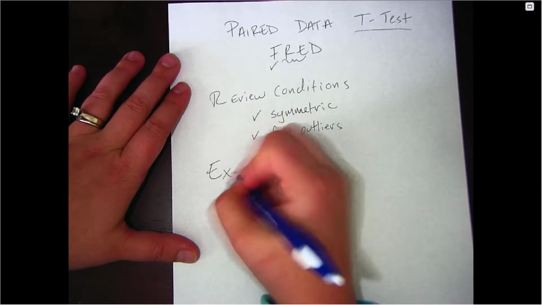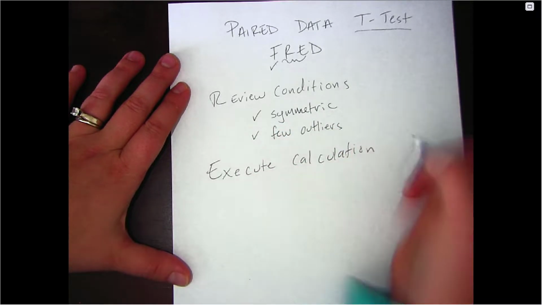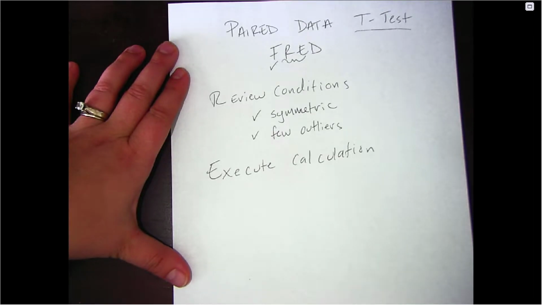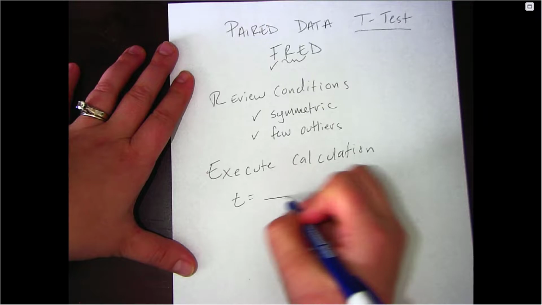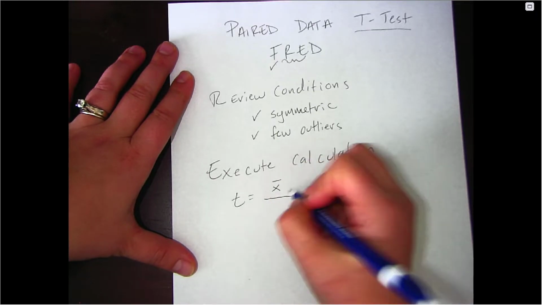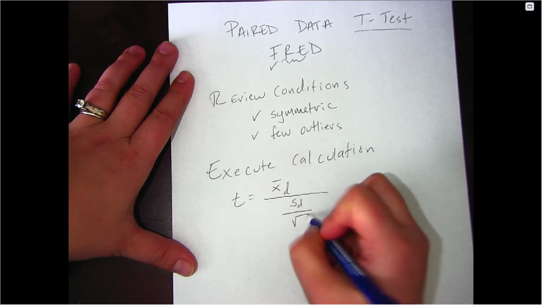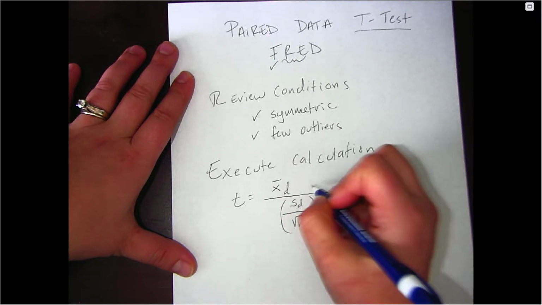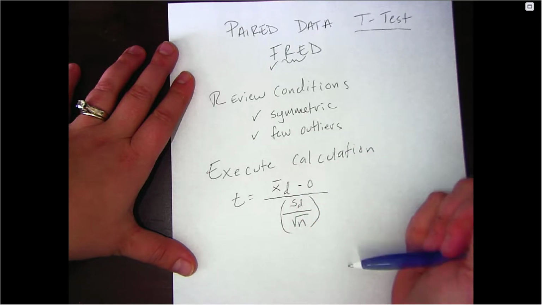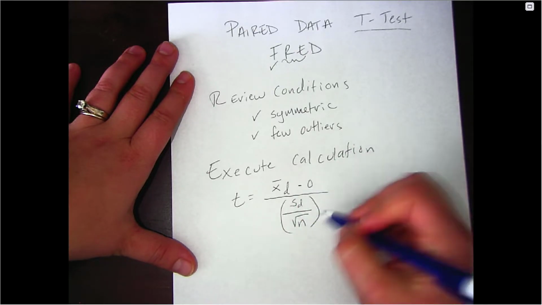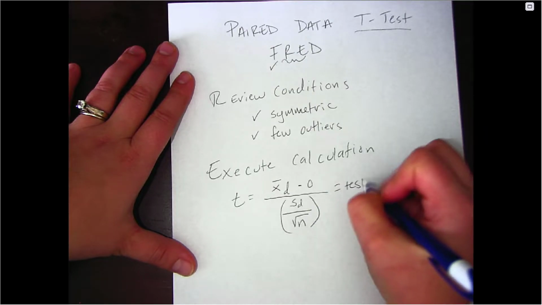Then remember that the E is executing calculations, and for a t-test, we are going to be calculating a t-test statistic. That's how it gets its name. To calculate that, you would take x bar sub d over s sub d divided by the square root of n. Technically, you're subtracting 0 from that, but it ultimately boils down to x bar sub d over your standard error calculation. So this is your test statistic.